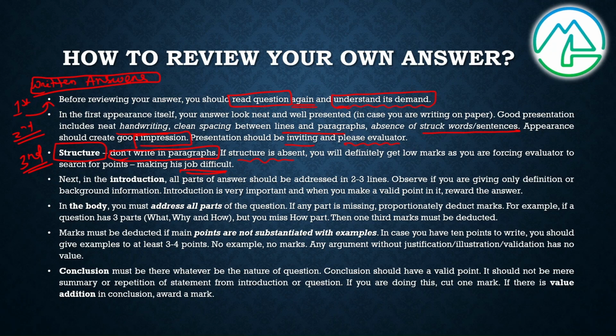Structuring is the third stage. Now in the third stage, the first thing that you need to see is your introduction. If you are introducing your answers well, so the thumb rule is that the introduction should not exceed more than 2 to 3 lines, right? So 2 to 3 lines is the standard criteria for writing any introduction.